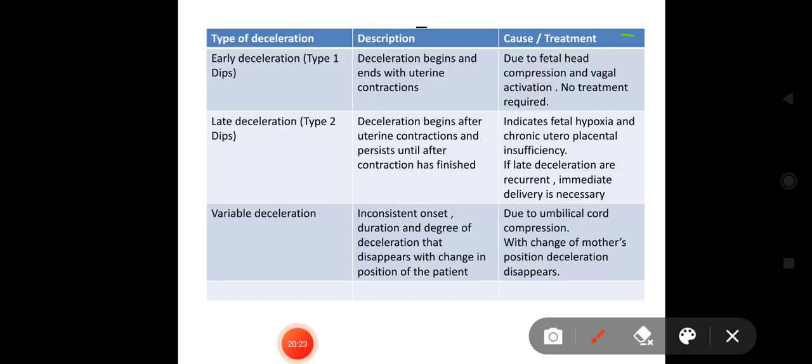And the cause is important. Questions have been framed from here only. It is due to fetal head compression and vagal activation, so no treatment is required.